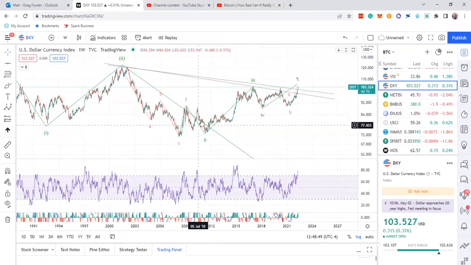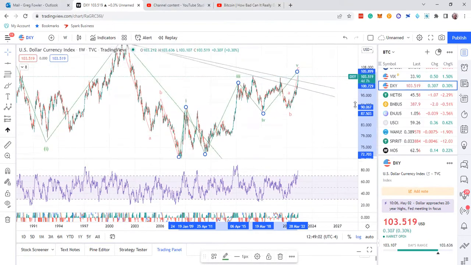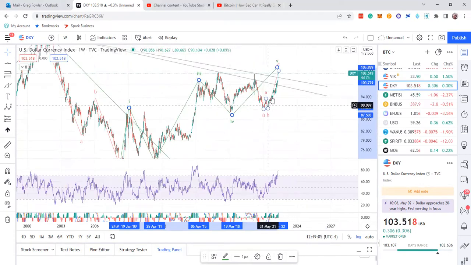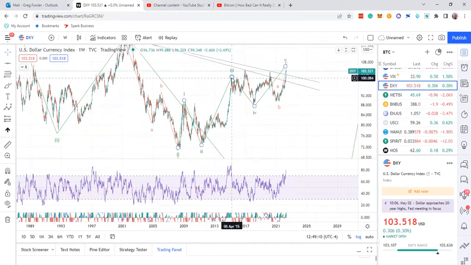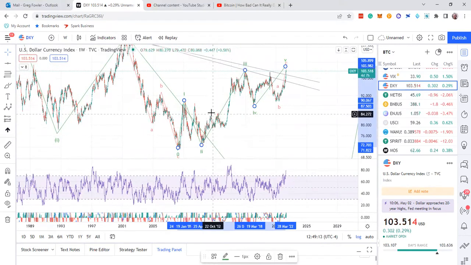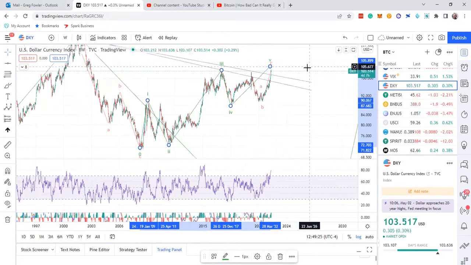The DXY could be making, here's a 1, A, B, C, 2, and then a 3, up for a 3 here. 1, 2, 3, down for a 4, and then up for a 5, something like that. It's hard to say. You could say maybe a 3. Yeah, 3 is probably right there. So 1, 2, 3, 4, 5, and then this is the 4, like that. 1, correction there, and then 1, 2, 3, 4, 5.